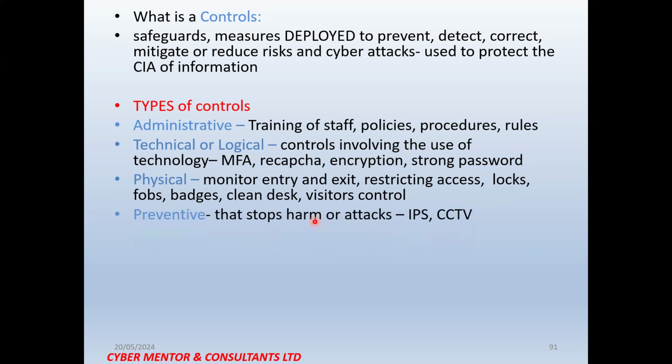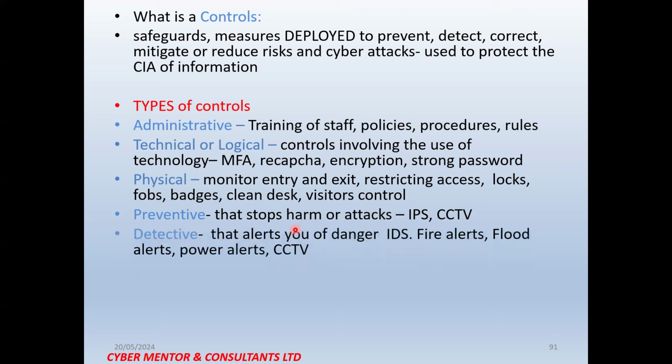And then we have preventive controls. This stops something from happening. When we say preventive control, we're talking about the controls you put in place to prevent or stop attacks, like intrusion prevention systems, CCTV, and all that. And then we have detective controls. There are gadgets that can detect any danger or threat and alert you by way of email or something. Some of them are fire alerts, flood alerts, power alerts, and all that.